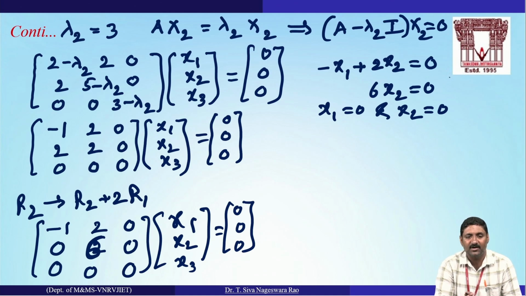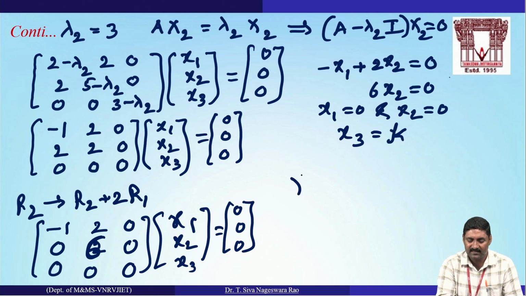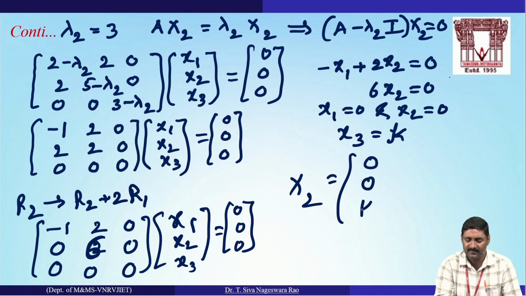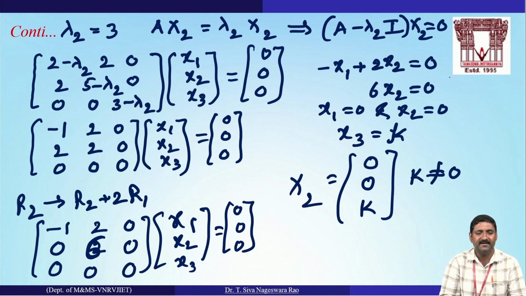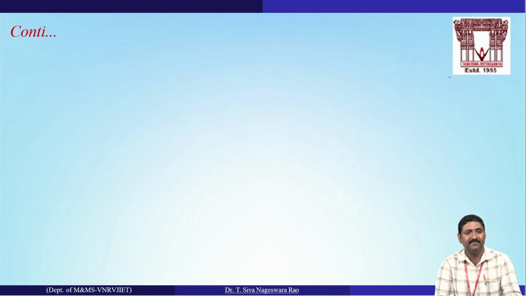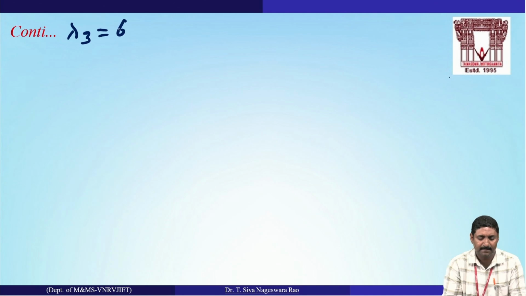Now, the rank is 2, unknowns are 3, so we need to introduce only one arbitrary constant. To whom will we assign that arbitrary constant? Out of the 3 unknown variables x1, x2, x3, we know the x1 value and the x2 value. We don't know the x3 value, hence we will assign that arbitrary constant to x3. Therefore, the second eigenvector is 0, 0, k, where k is not equal to 0. This is the second eigenvector.